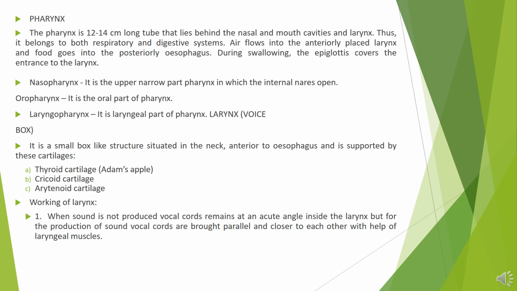Pharynx. The pharynx is a 12-14 cm long tube that lies behind the nasal and mouth cavities and larynx. Thus, it belongs to both the respiratory and digestive systems. Air flows into the anteriorly placed larynx and food goes into the posteriorly placed esophagus. During swallowing, the epiglottis covers the entrance to the larynx.